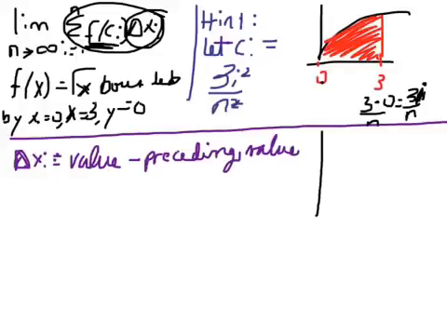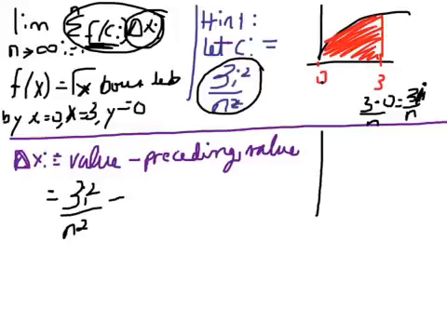The problem is here, they're telling us that that's not going to work out. They're going to tell us to use this. That was the hint they gave us. That's telling me there's something funky going on here. So now how could I describe this change in x? Well, the change in x would be the value minus the preceding value. So what they're saying is let our value, our x, be 3i squared over n squared. And what we're going to do is subtract the preceding value.